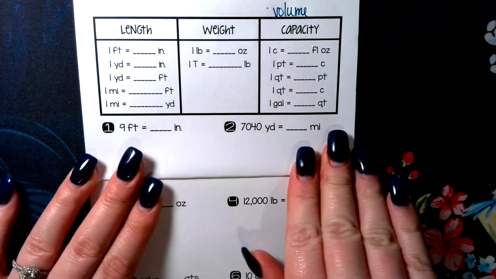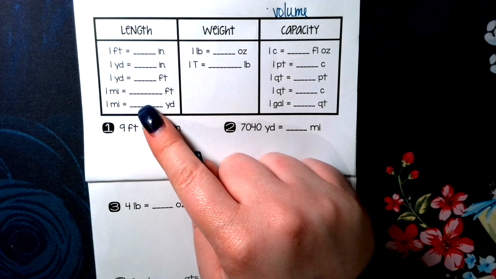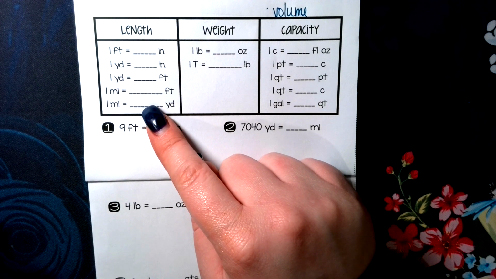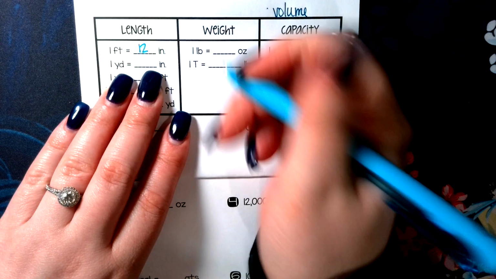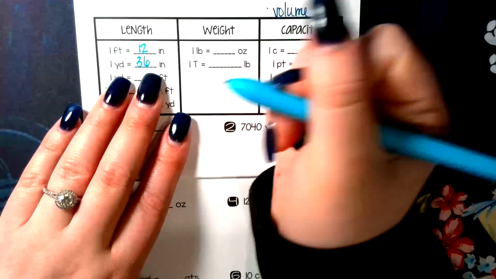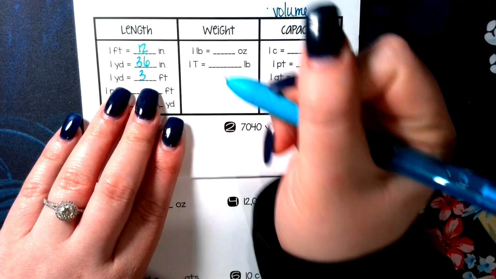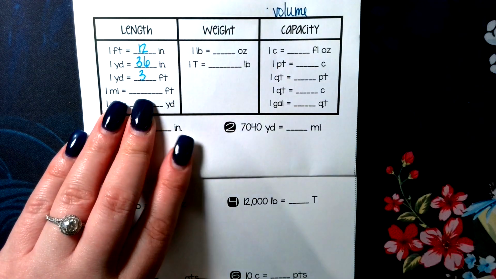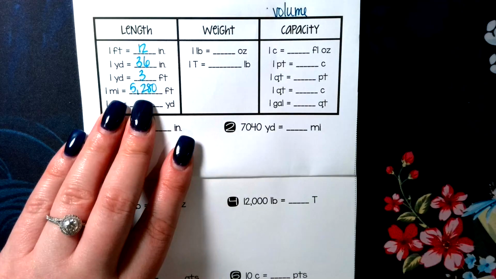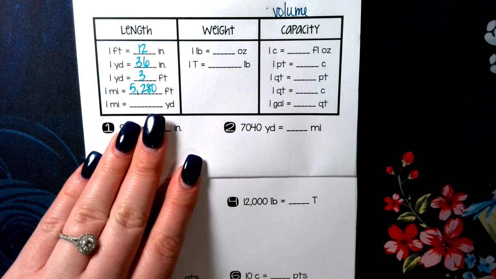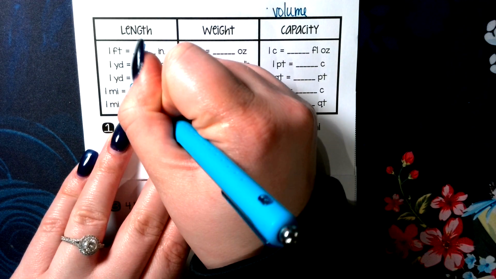So first we got to fill in our lengths. 1 foot is going to be 12 inches. 1 yard is 36 inches. 1 yard is also 3 feet. 1 mile is 5,280 feet. And 1 mile is 1,760 yards.